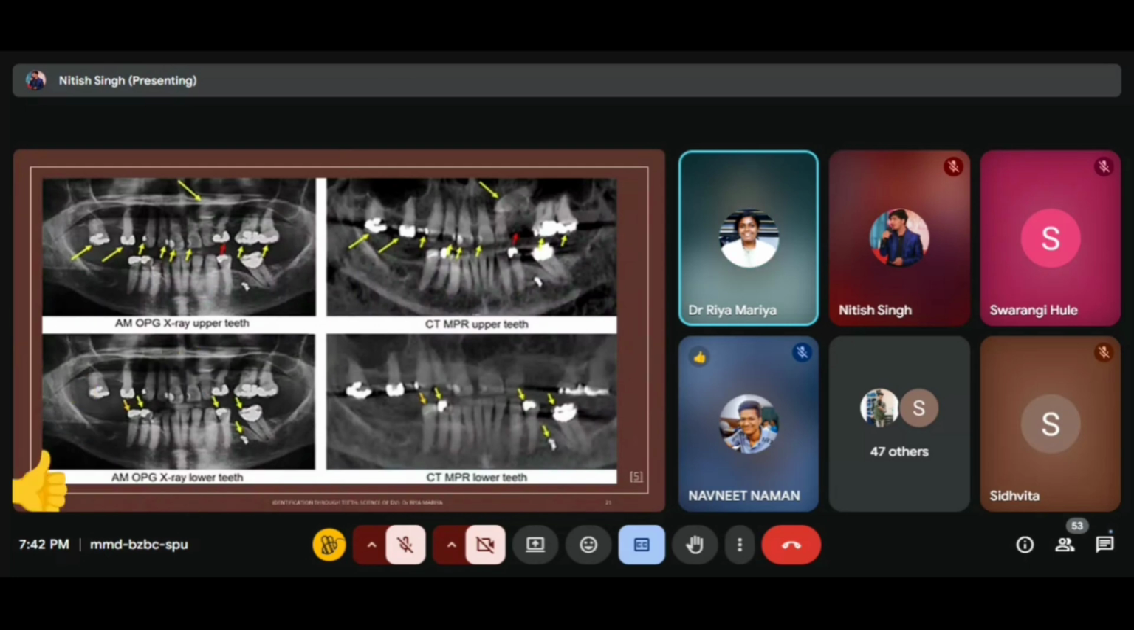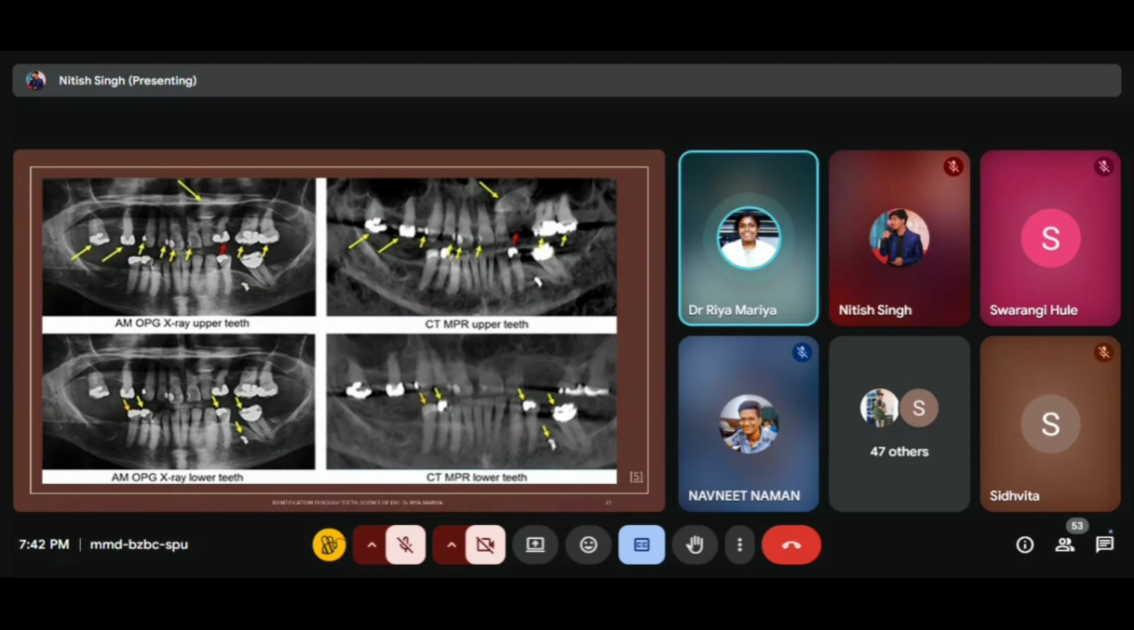In the antemortem X-ray, the first picture, you can see a red arrow. There is a tooth present. I think it's a canine tooth. But in the CT MPR, there is a missing tooth. The tooth is not present, so it is missing. Red arrow.